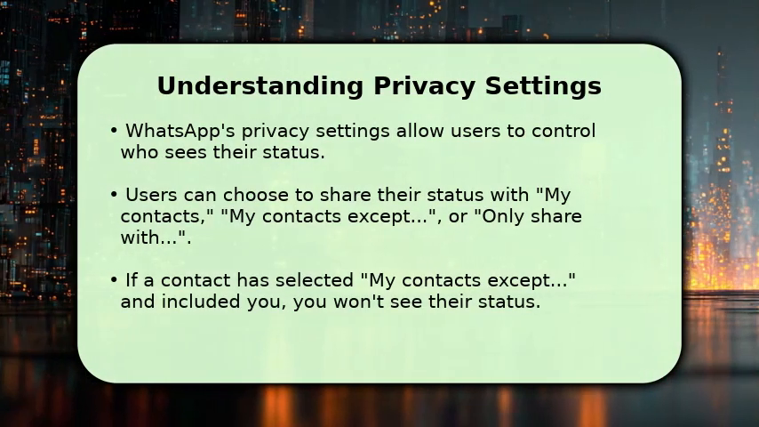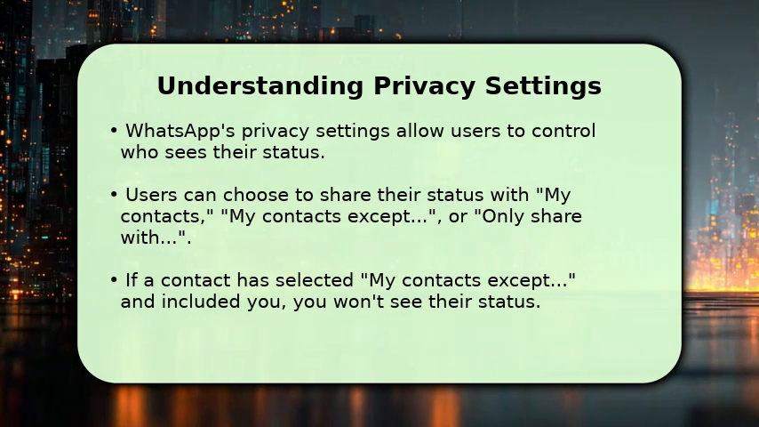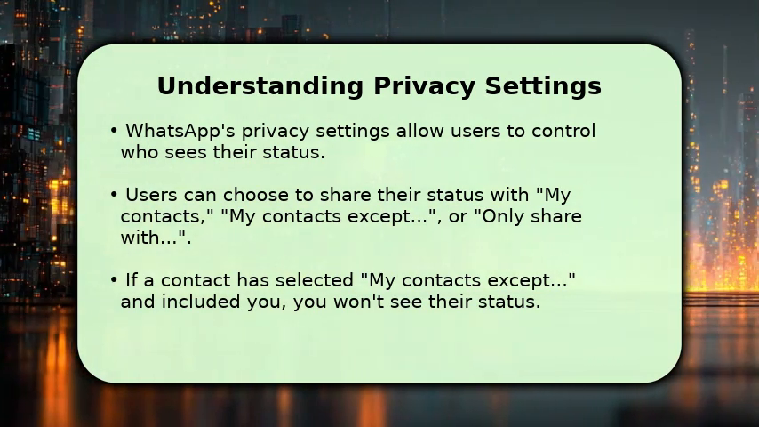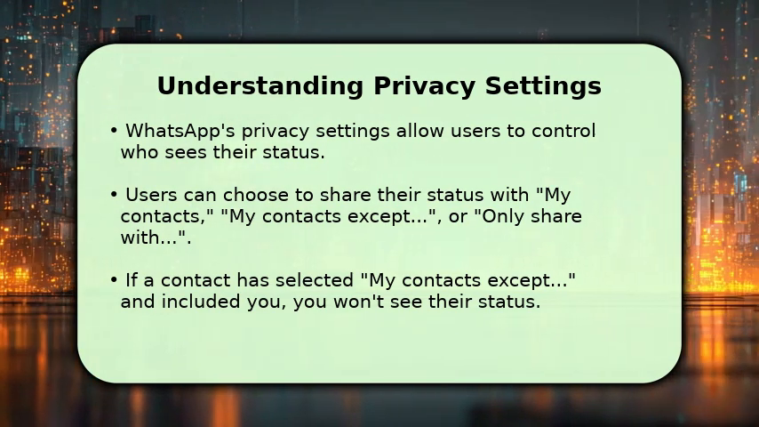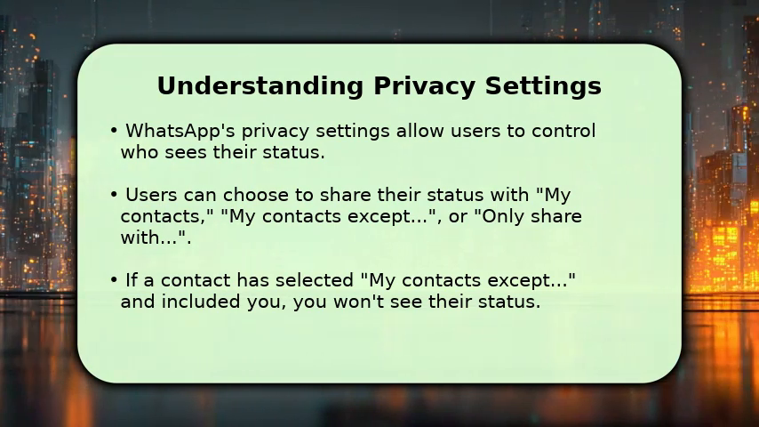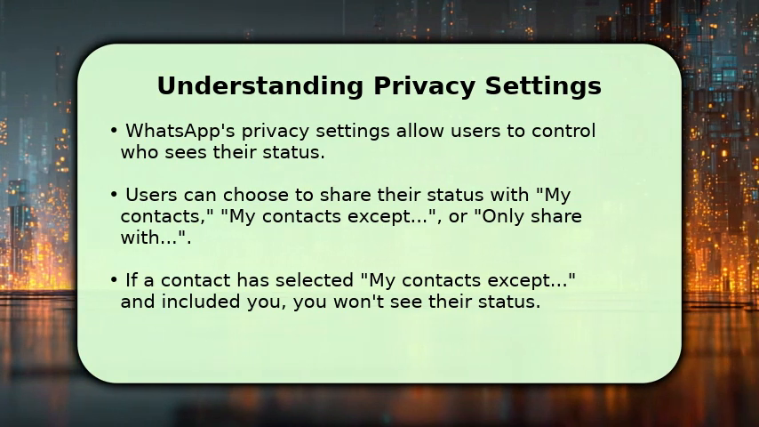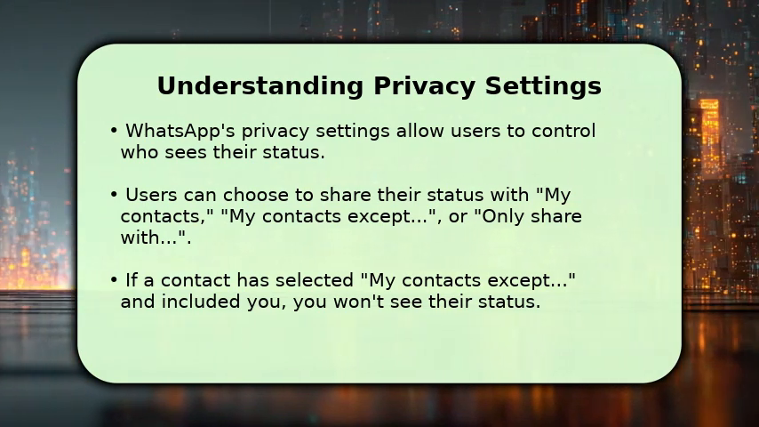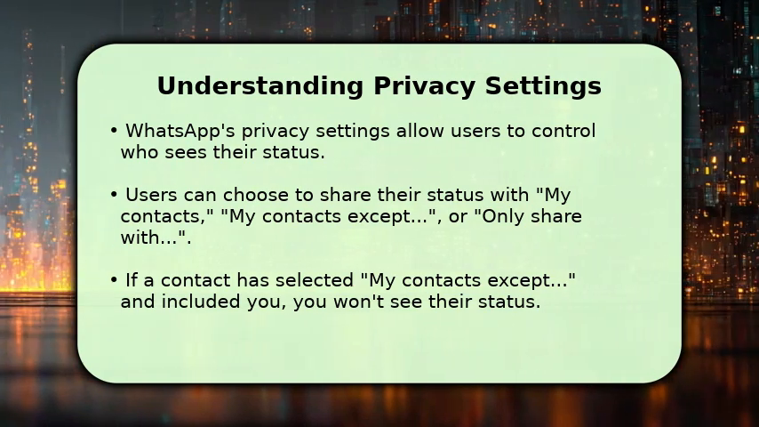One of the primary reasons you might not see a status is due to privacy settings. WhatsApp gives users robust control over who views their updates. They can choose to share with all their contacts, exclude specific people, or only share with a select few. If your contact has adjusted these settings to exclude you, or if you're not on their approved list, their status simply won't appear for you. It's a key feature designed for user control.